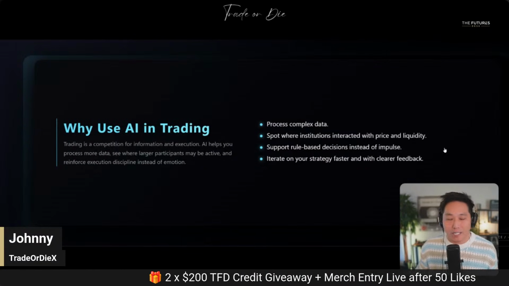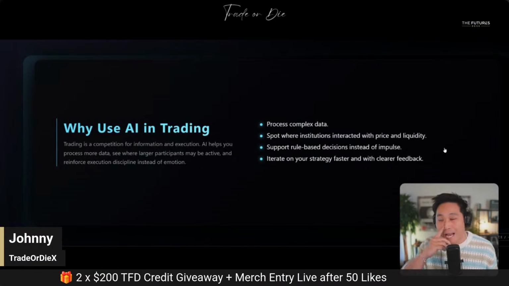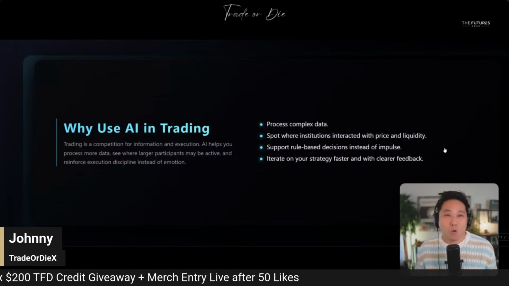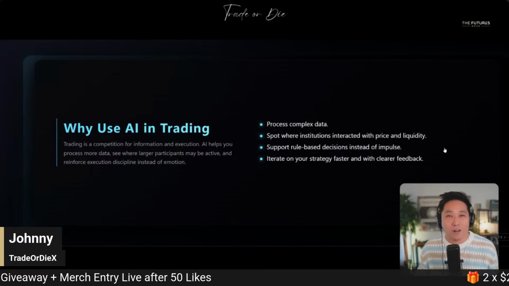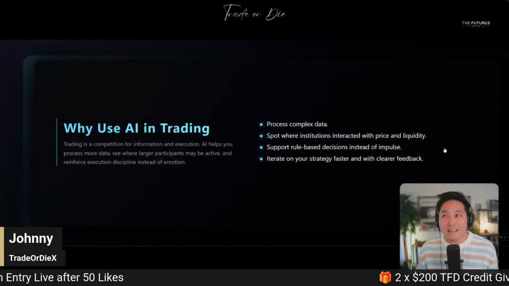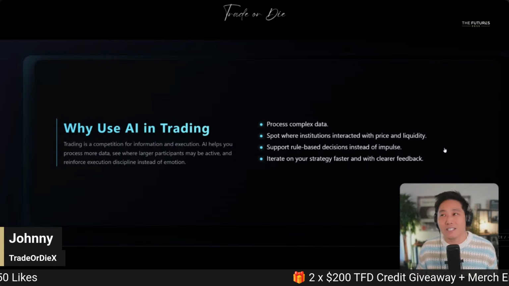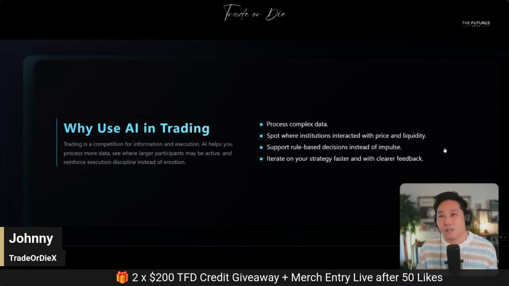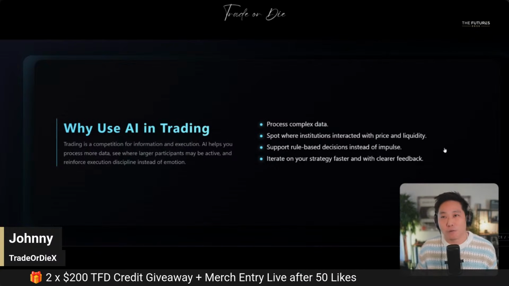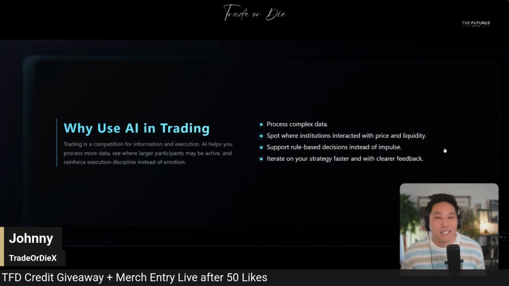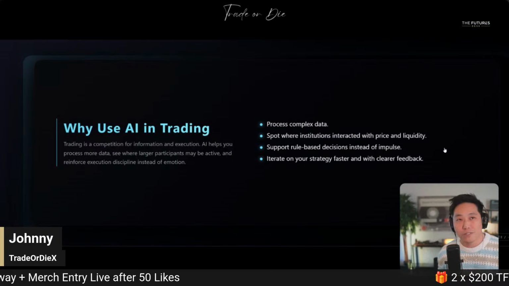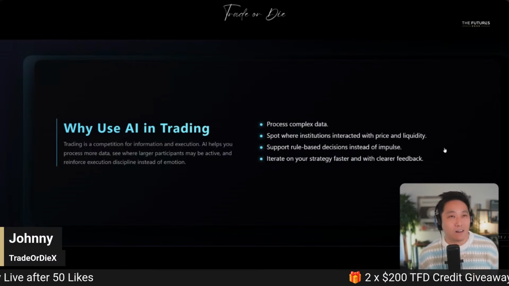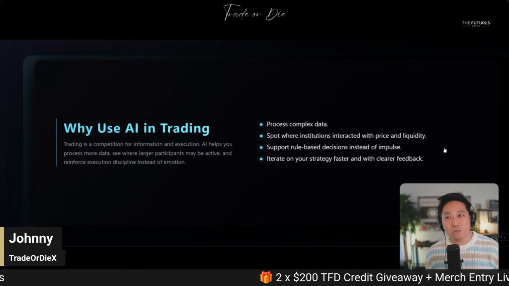what that's doing is it's kind of pulling the curtain back so that you can see where large participants are interacting with the market. And that in itself should give you an edge because other people aren't looking at the data in this way. So also, supporting rule-based decisions instead of impulse. Essentially, this is about defining your rules, helping AI or AI helping you follow your rules.